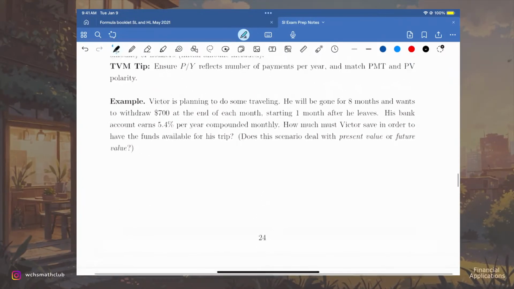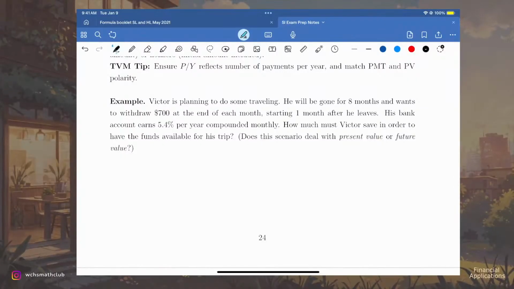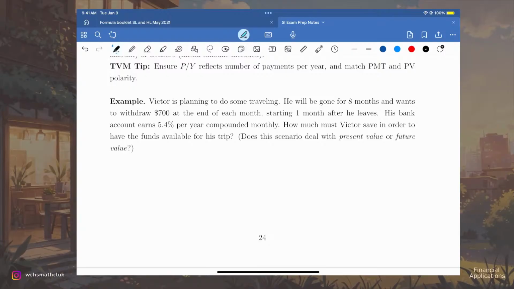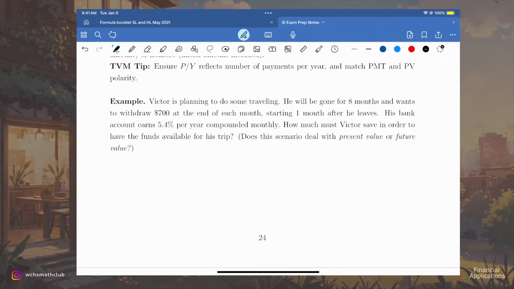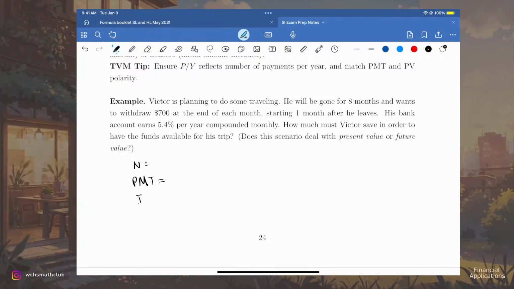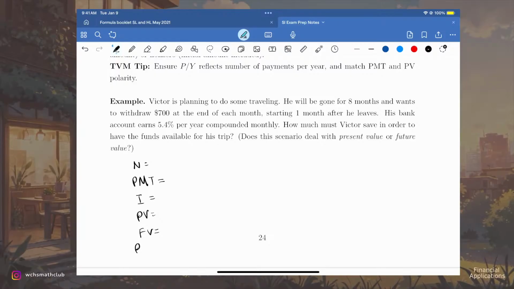And then let's do an example here. Victor is planning to do some traveling. He'll be gone for 8 months and wants to withdraw $700 at the end of each month, starting 1 month after he leaves. His bank account earns 5.4% per year compounded monthly, and how much must Victor save in order to have the funds available for his trip? So all you need to do is write down the variables that you have to start with: payment, your interest rate, your present value, your future value, your payment per year, and your compounded per year.